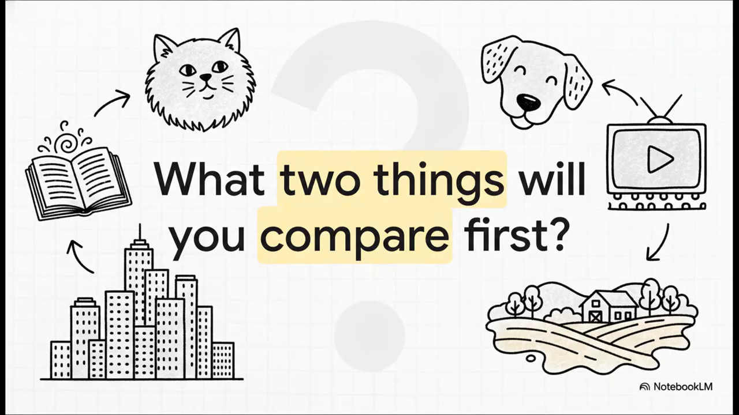So now it's your turn. What's on your mind? Cats versus dogs, a book versus the movie, city life versus country life. Take this formula and see how persuasive you can be. What two things are you going to compare first?